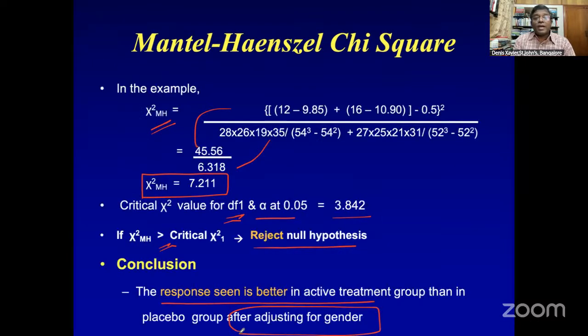So when you do the Mantel-Haenszel test, we adjust for any additional variable that we want to keep in mind. So what is the conclusion of this new treatment now? Irrespective of gender, it works. It works in males, it works in females as well, is what we say.